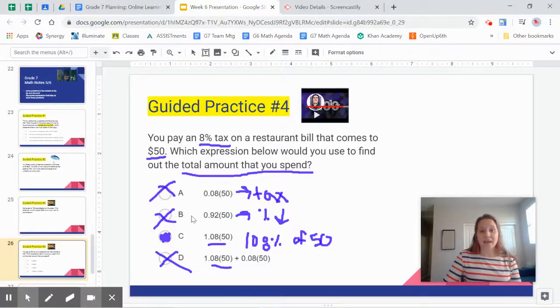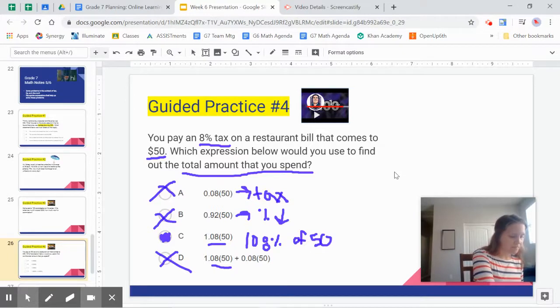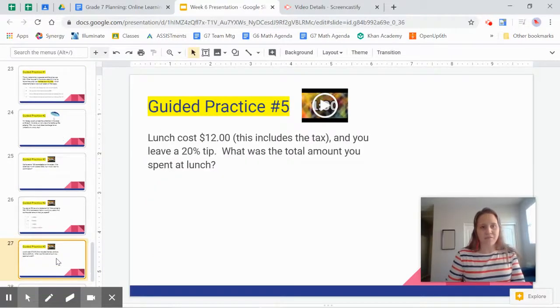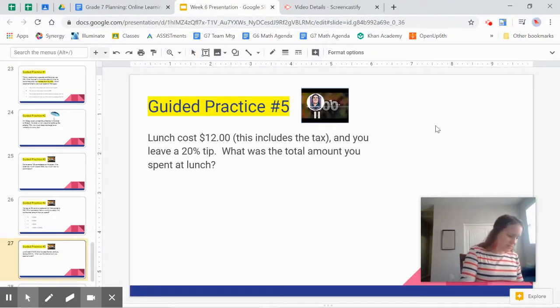All right, let's go ahead and enter our answer for question number 4 on our Google form. Please do that now. Awesome, let's try the next one, question 5. All right, lunch costs $12. This includes the tax, and you leave a 20% tip. What was the total amount you spent at lunch? One minute is yours. Go.